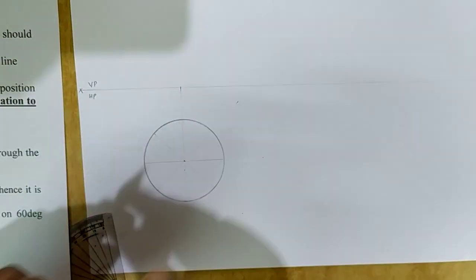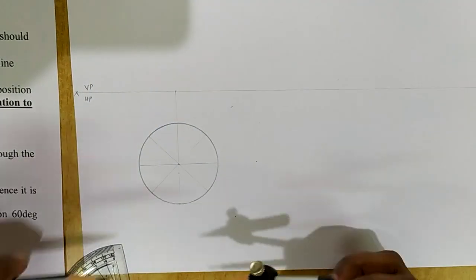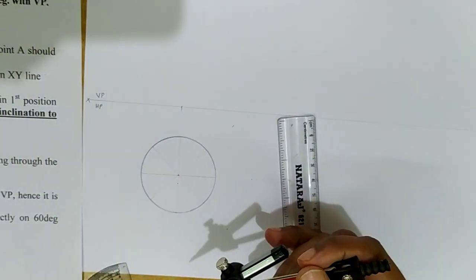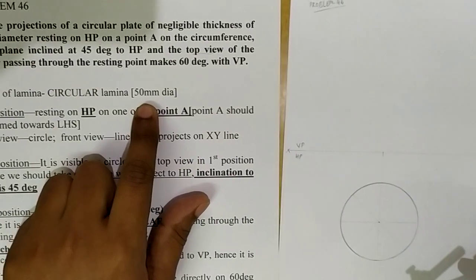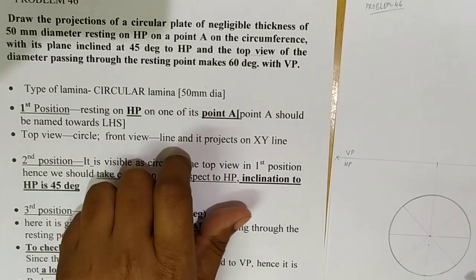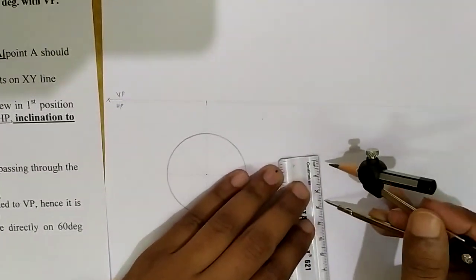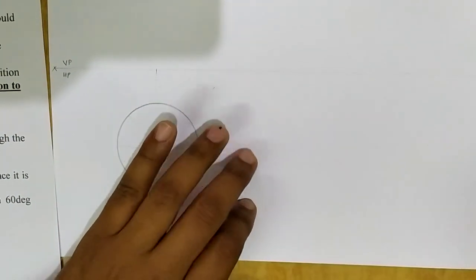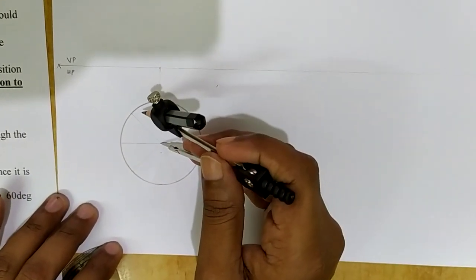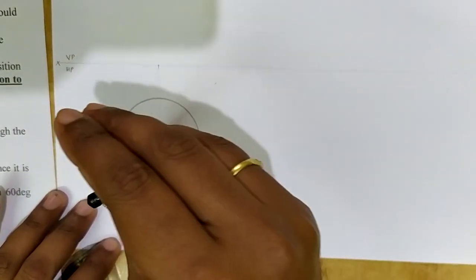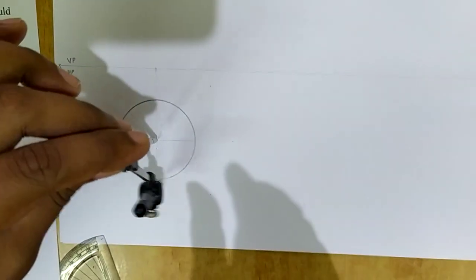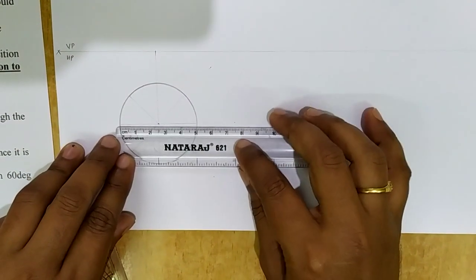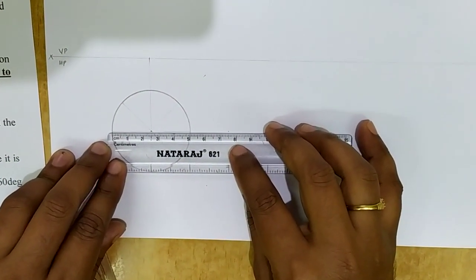So after obtaining this vertical line, with the help of the compass, what is the diameter of the circle that he has given? He has given it as 50 mm. Okay. So now I'll take the radius. Radius will be half of the diameter. So I'll measure 25 mm with the help of the compass. I'll choose any one point on that vertical line, and I have drawn the circle of 50 mm diameter. If you measure this, it will be equal to 50 mm. The diameter is 50 mm.